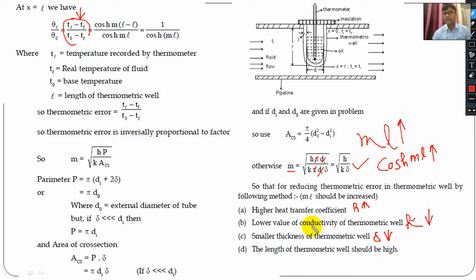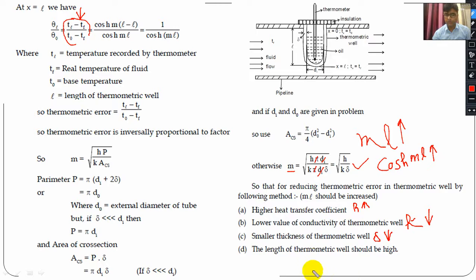Second one is if the conductivity of the thermometric well is as low as possible, and the thickness of this thermometric well is as low as possible. Clear? So if you are considering these types of design factors, you can say the thermometric error is as low as possible. Is that clear?